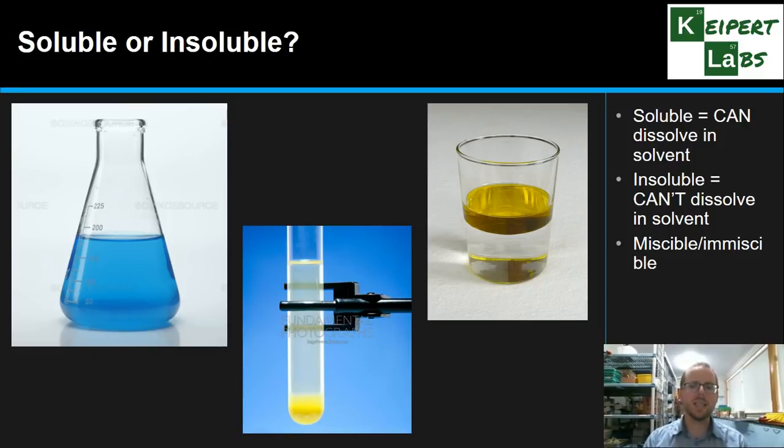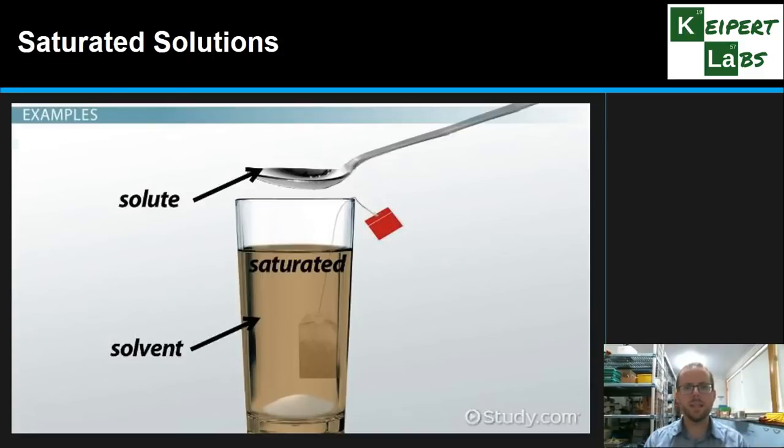So oil is immiscible with water and water is immiscible with oil, whereas water and alcohol are miscible. They will mix together. Okay, so the MISC is like in miscellaneous. Okay, so it's not miscible. Let's get that right from the start.